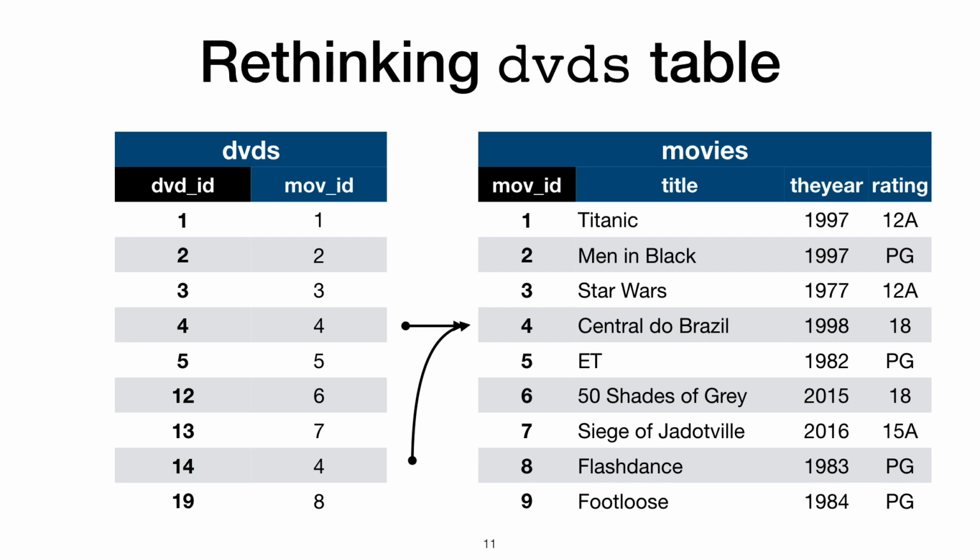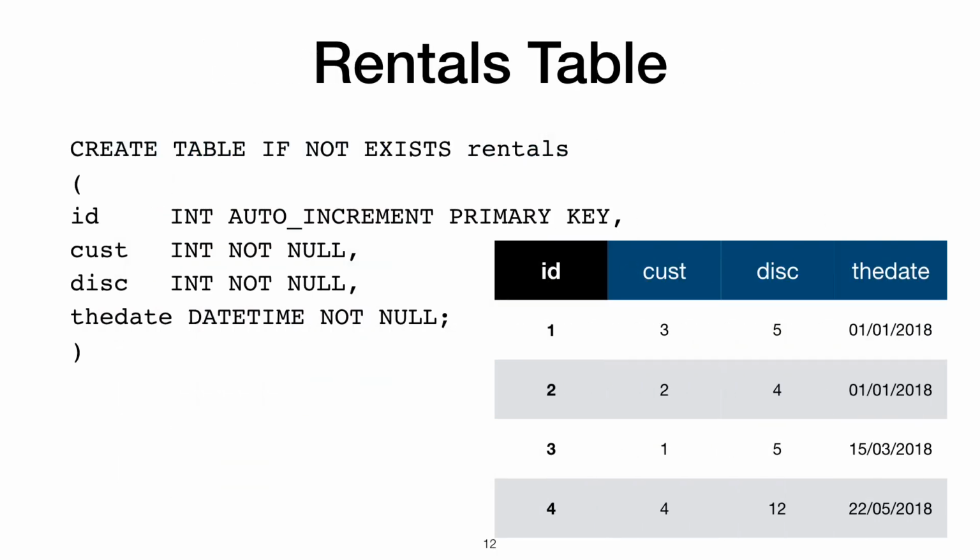Next up now, we're going to have a look at the rentals table. So this is a table that's going to keep track of who's renting what. And there are a couple of ways to do this really. And again, what we have at the moment hasn't really been properly or thoroughly thought through.